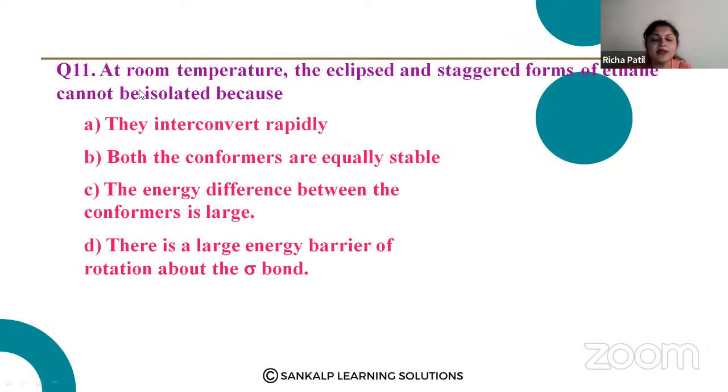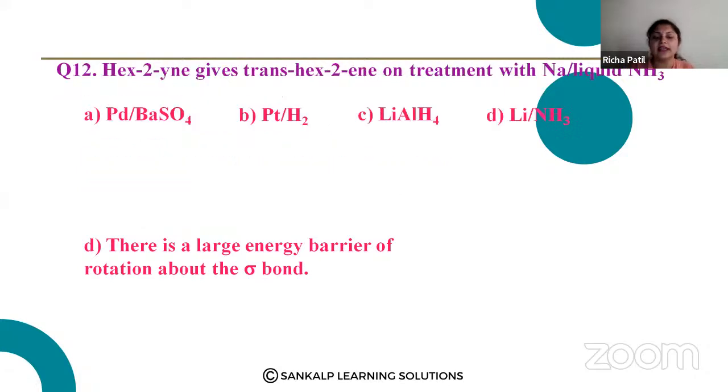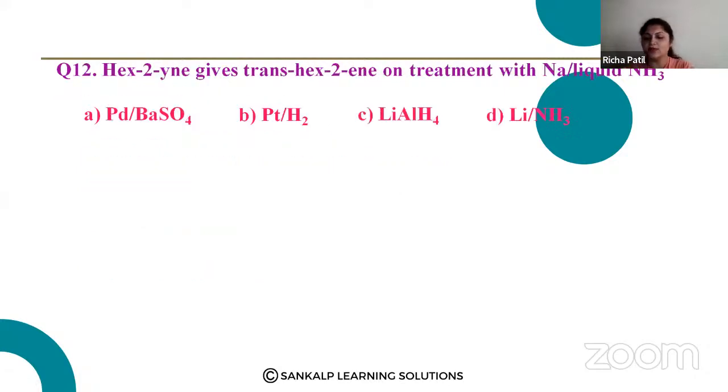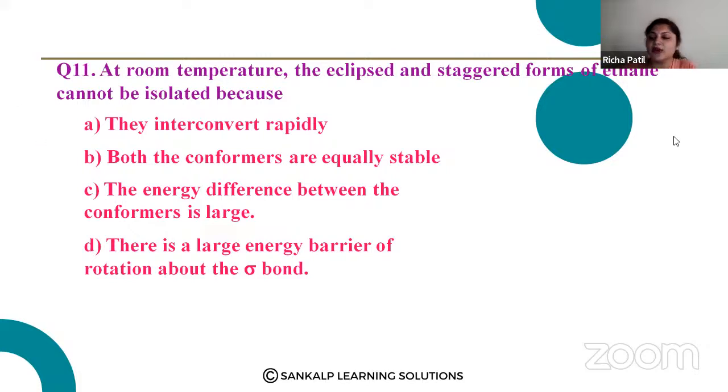Next, at room temperature, the eclipsed and staggered forms of ethane cannot be isolated. Why? Because they interconvert rapidly. So at room temperature, the eclipsed and staggered forms of ethane cannot be isolated because they interconvert rapidly.